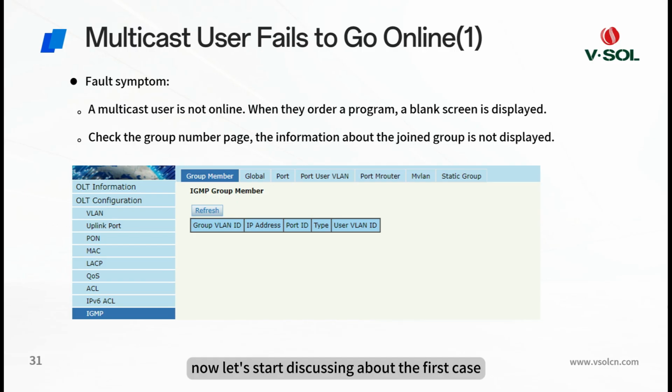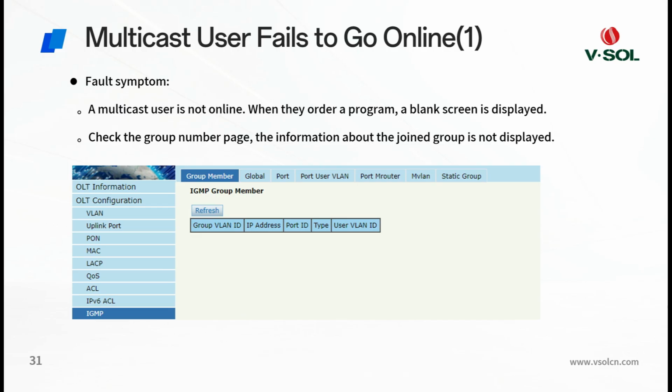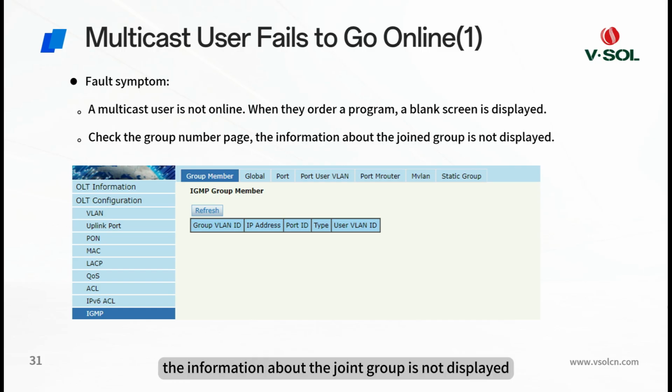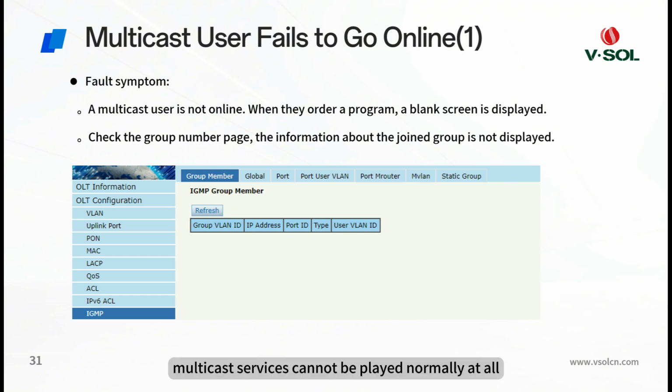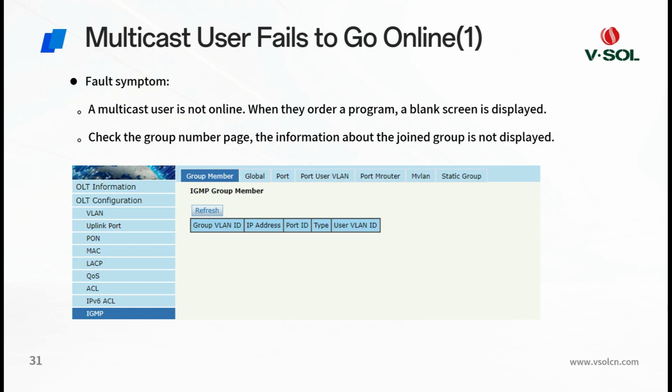Now let's start discussing the first case. Multicast user fails to go online. The situation of the problem is, when the client orders a program, a blank screen is displayed. Nothing is showing on the TV. It doesn't work even if the channel is switched. And when checking the group number page, the information about the joined group is not displayed. Multicast services cannot be played normally at all.